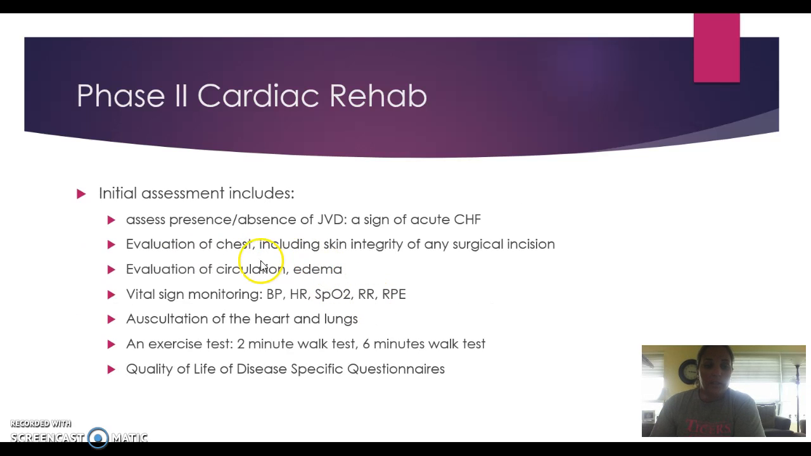Initial assessment includes: assess presence or absence of JVD, a sign of acute congestive heart failure, evaluation of chest including skin integrity and any surgical incision, evaluation of circulation and edema, vital sign monitoring, auscultation of the heart and lungs, exercise test, 2-minute walk test or 6-minute walk test, and quality of life or disease-specific questionnaires.